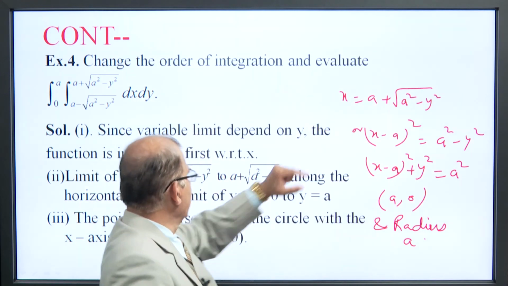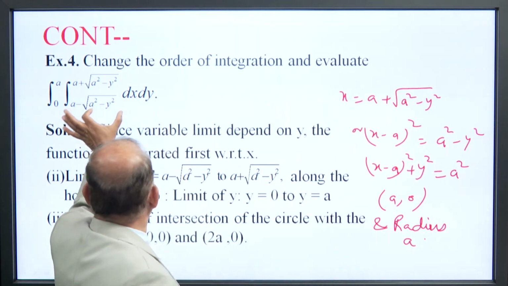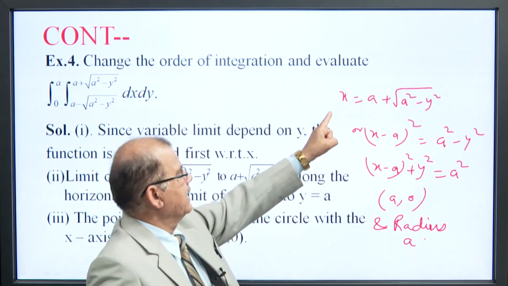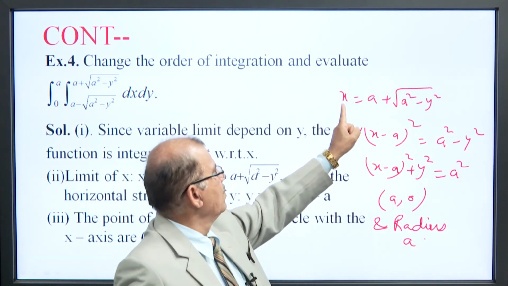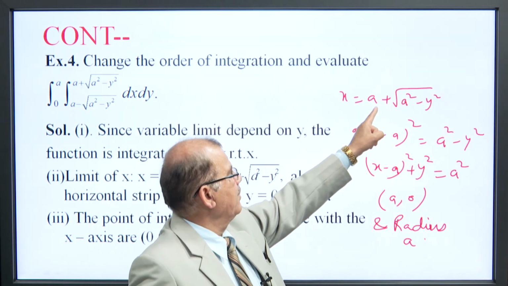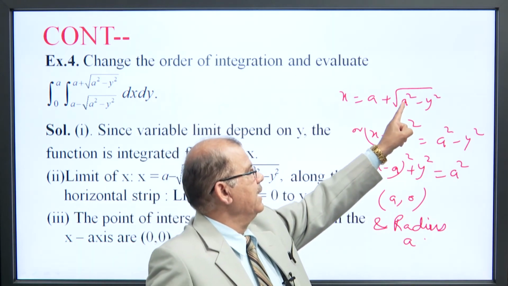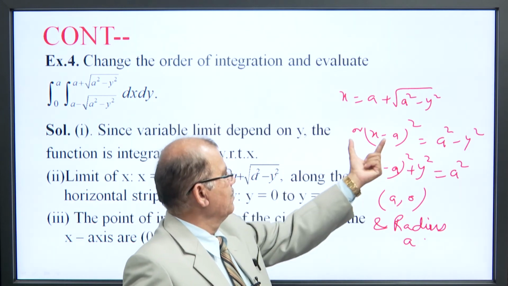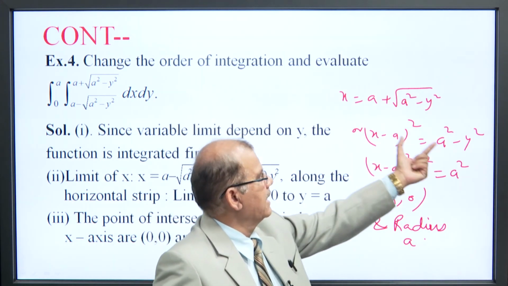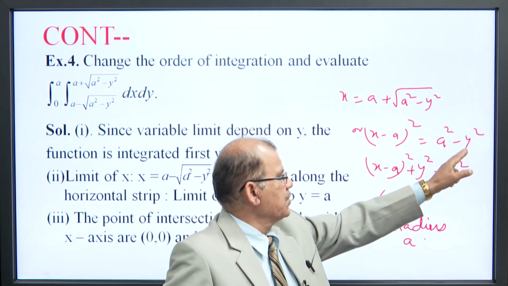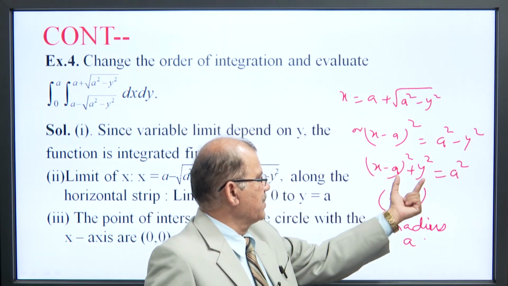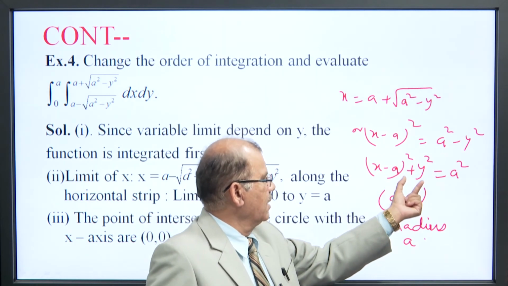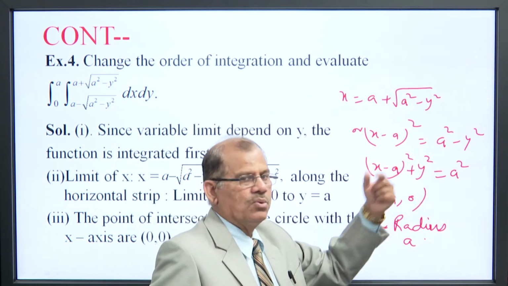It is a circle. Similarly, the lower limit is the lower half of the circle. This x is equal to a plus under root a square minus y square. Take a to the left side, we get x minus a, squaring it we get this. Take transpose y square to the left side, we get (x minus a) whole square plus y square is equal to a square.